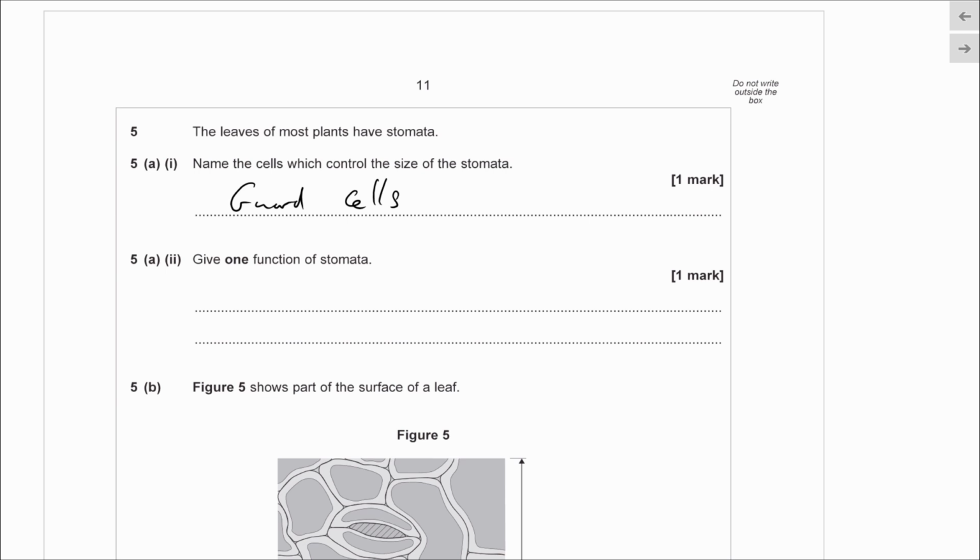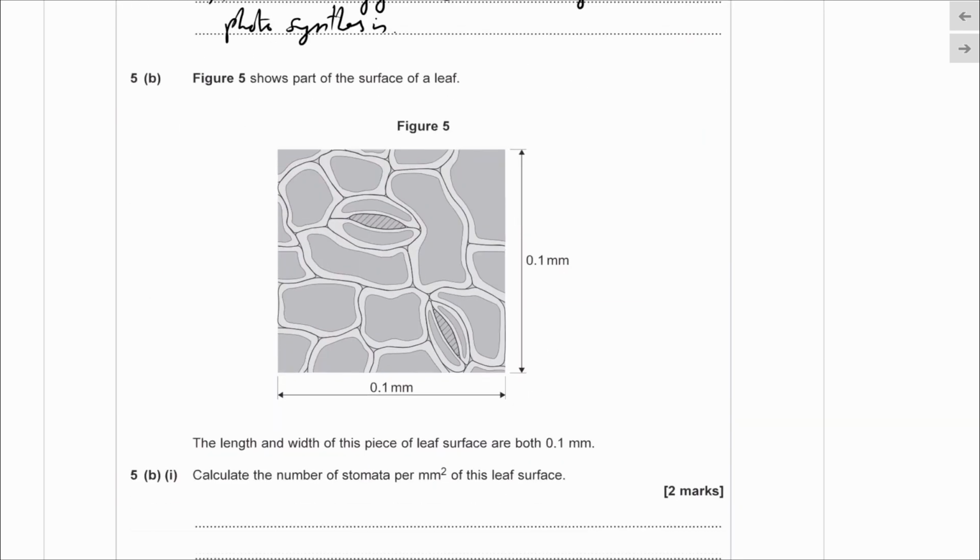So either one of those is going to be fine, and it only says 1, so we need to make sure we only mention 1. So I'm going to say allow oxygen to leave after photosynthesis. All right, you could have said CO2 to come in for photosynthesis, and that would have been equally as fine.